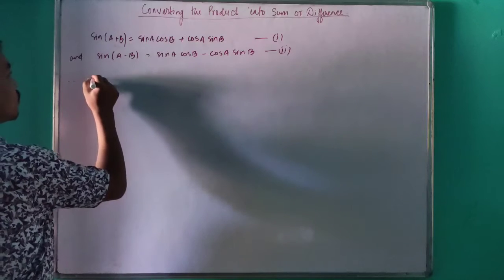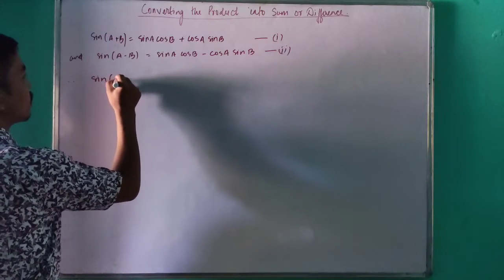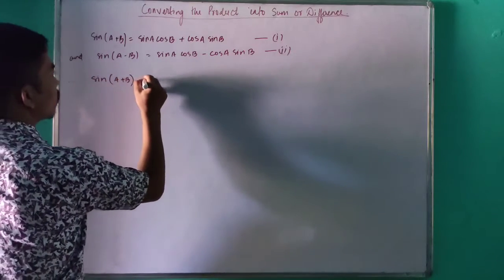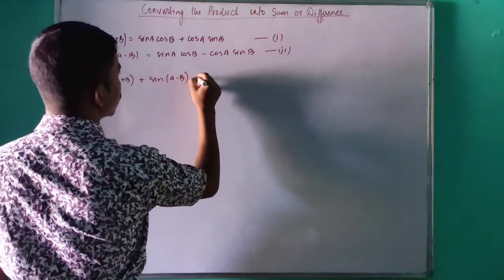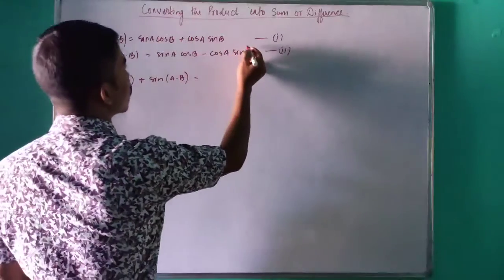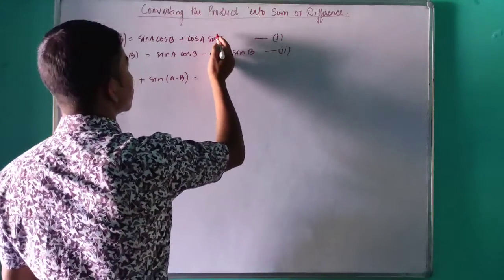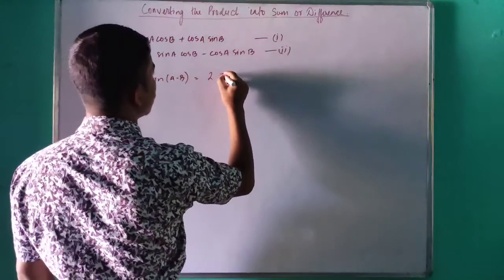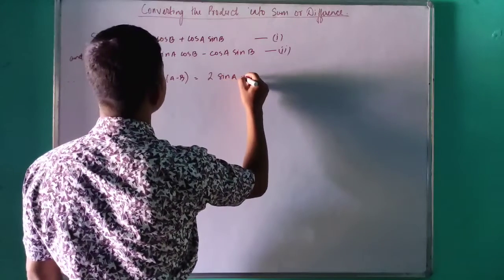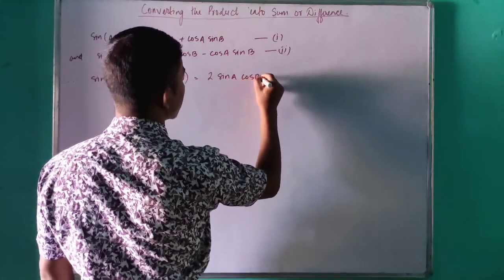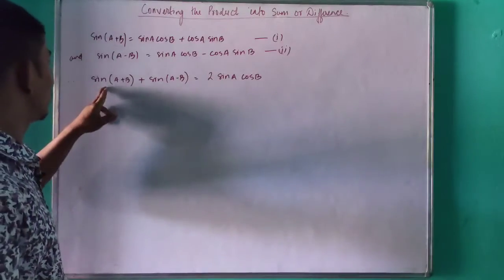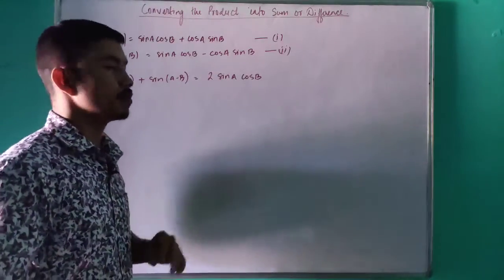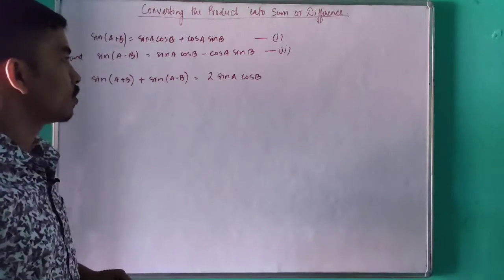So the first formula I can write as sine of a plus b plus sine of a minus b. This will be equal to, adding this, what happens? Cos a sin b and cos a sin b cancel. So we get 2 sine a cos b. Okay. So you can remember the formula in this form also, that sine a plus b plus sine a minus b is equal to 2 sine a cos b.